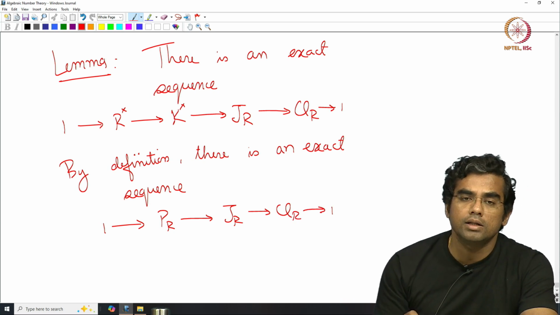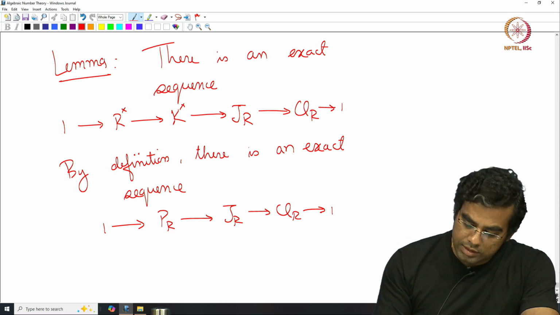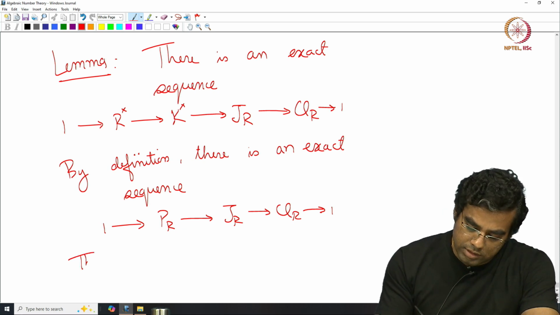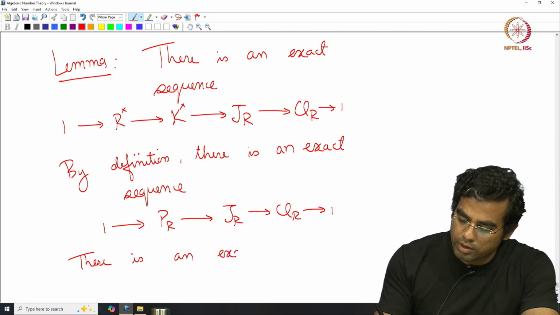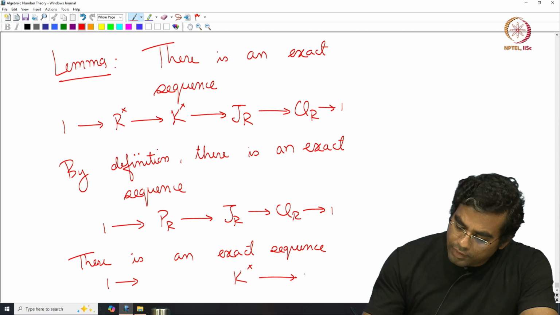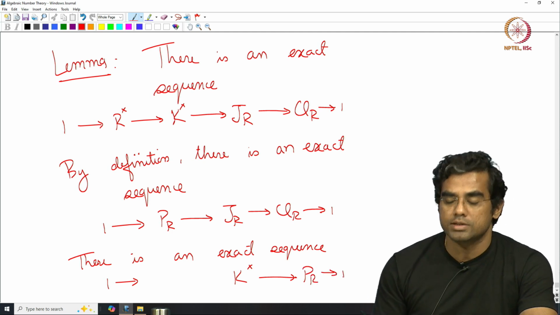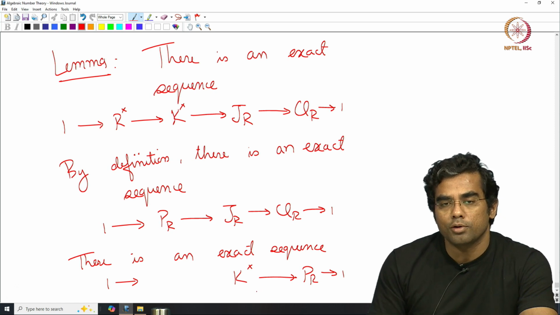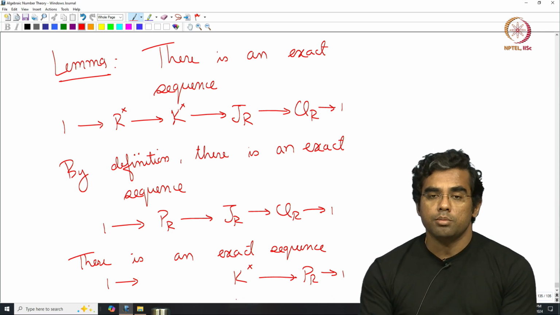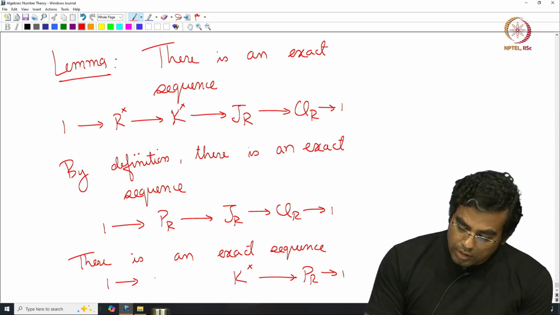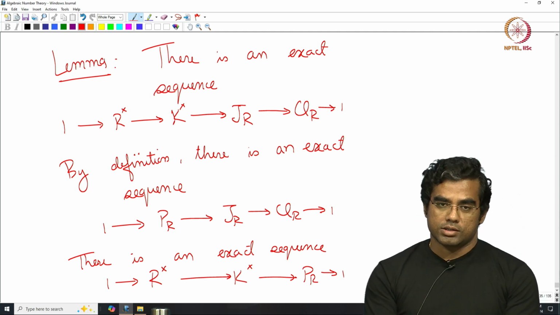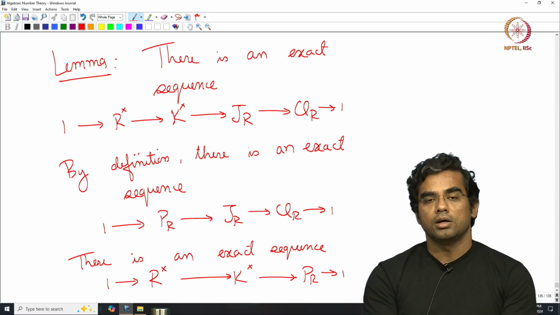But any non-zero principal fractional ideal is generated by a non-zero element of K. So, there is an exact sequence: any non-zero element of K gives you a principal fractional ideal and vice versa. But the map from K cross to P sub R is not injective. Two different elements of K cross could give you the same principal fractional ideal. And when do they give the same principal fractional ideal? Precisely when they differ by an element in R cross. And so, you just put these two exact sequences together to get your lemma.